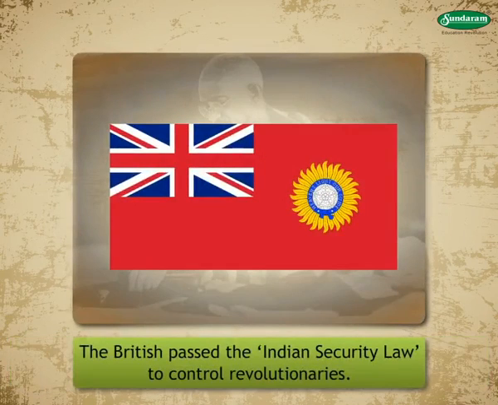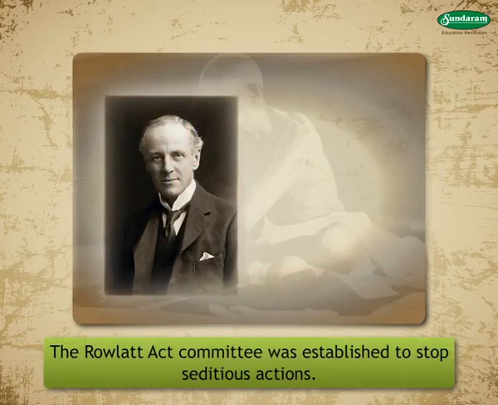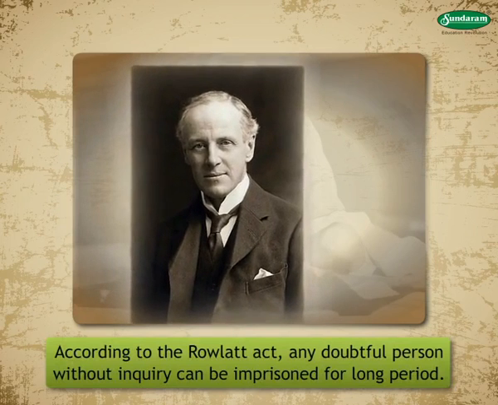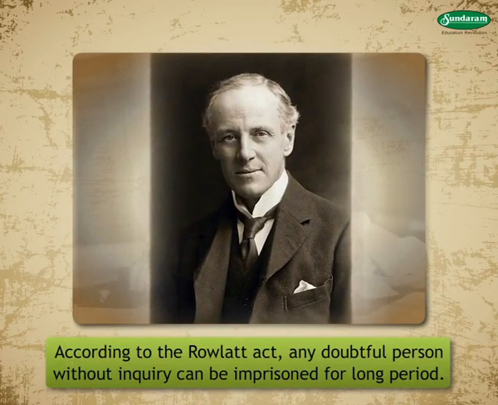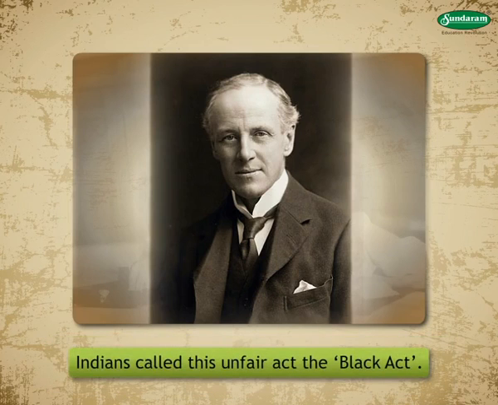The British passed the Indian Security Law to control revolutionaries. The Rowlatt Act Committee was established to stop seditious actions. According to the Rowlatt Act, any doubtful person without inquiry can be imprisoned for a long period. Indians called this unfair act the Black Act.